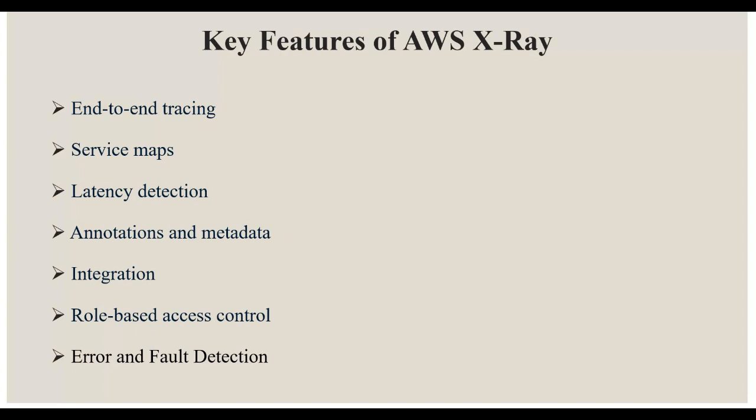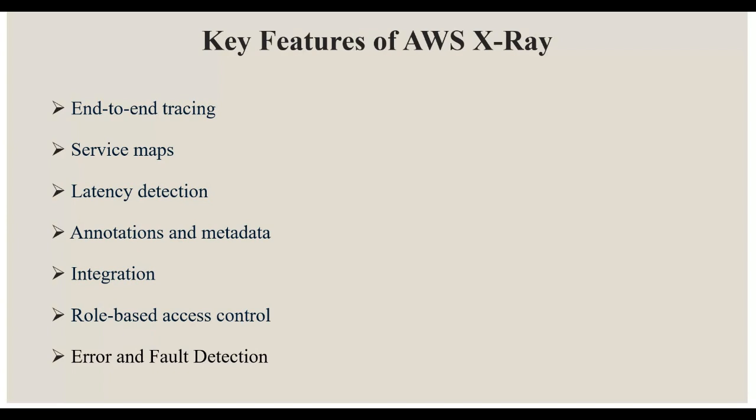End-to-end tracing. Basically, AWS X-Ray is a tool that helps you to monitor and troubleshoot applications by tracing requests across the services. So let's see one by one, that is end-to-end tracing. It collects data from the services and shows how requests move through them. End-to-end tracing means it collects the data from each service, and also shows how the requests move.